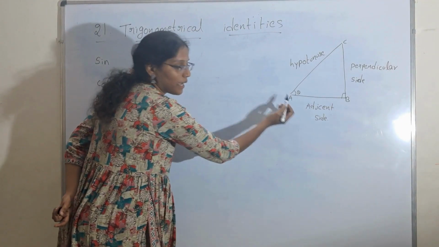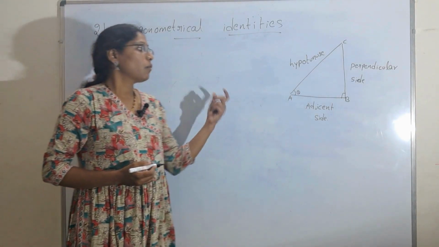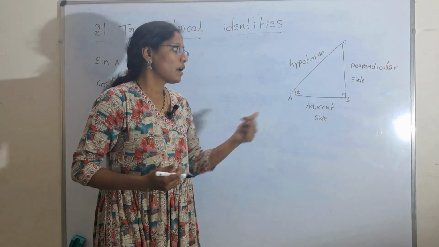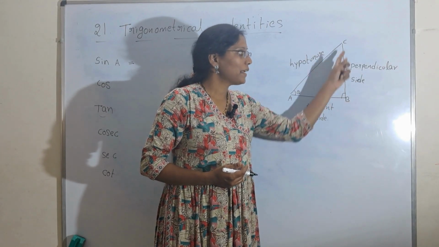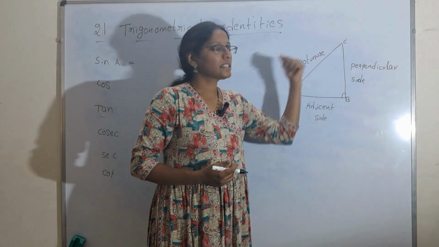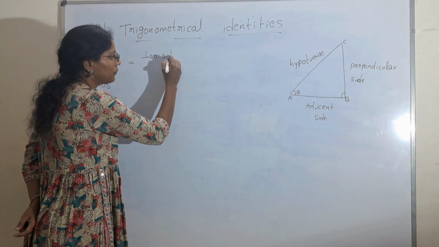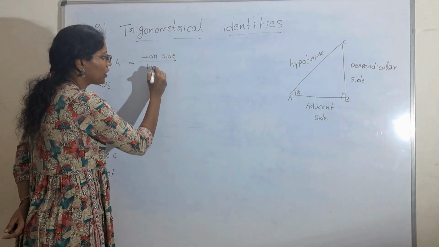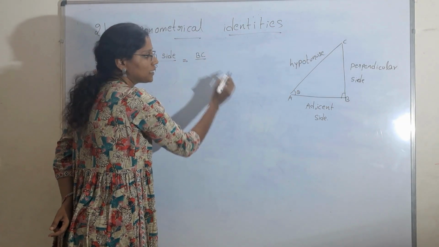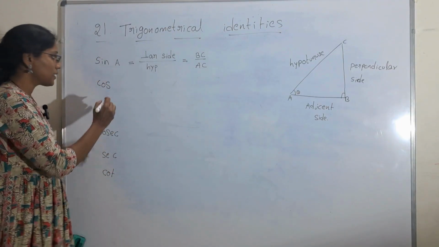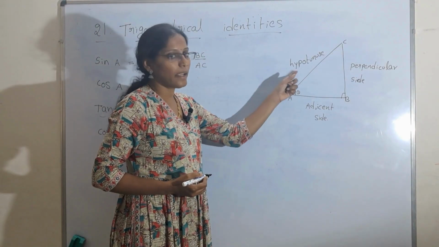Here theta is at A, so we write sin A here. Sin A is equal to, what formula can we apply here? Sin A means perpendicular side by hypotenuse. What is the perpendicular side here? BC is the perpendicular side and AC is the hypotenuse. So perpendicular side by hypotenuse is BC by AC.